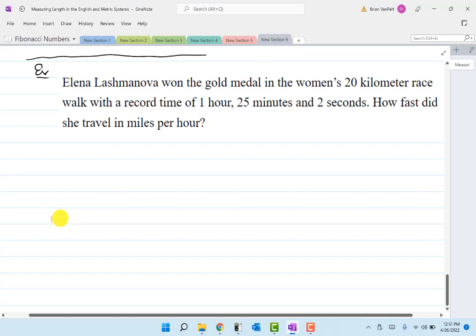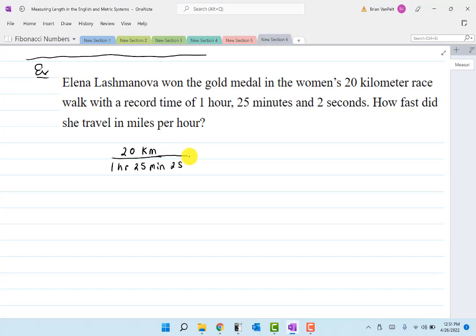For my last example, another one where I want to convert the speed of something to something else. This woman, Elena, she won the gold medal in the women's 20-kilometer race with her time of 1 hour, 25 minutes, and 2 seconds. And we want this changed to miles per hour. So what we write now for our speed is 20 km divided by 1 hour, 25 minutes, and 2 seconds. That denominator is problematic because it has 3 different units in it. Before I do anything else, let me convert and make the denominator all seconds.